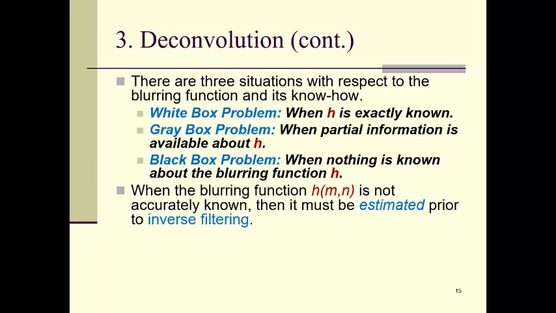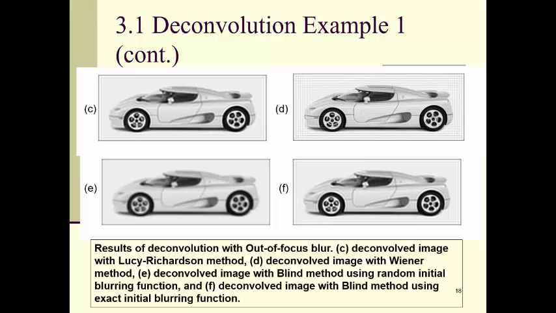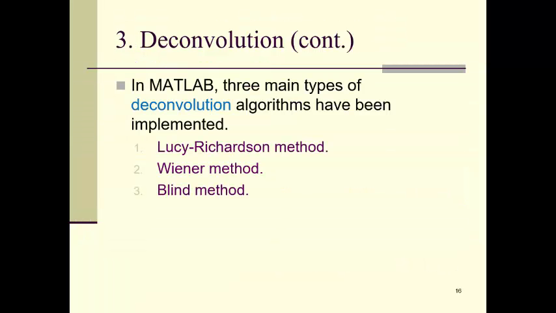Here we say that when the blurring function H of n is not accurately known, then it must be estimated before making this inverse filtering, and I will use some sort of iterative method. For example, I assume that H has a certain value. Then I apply this H in a certain expression and compute the result of F, and compare the result of F that I have now with the previous result of F. And so on, and I will repeat until I have a difference that is less than a certain threshold. So it should be done in an iterative way.